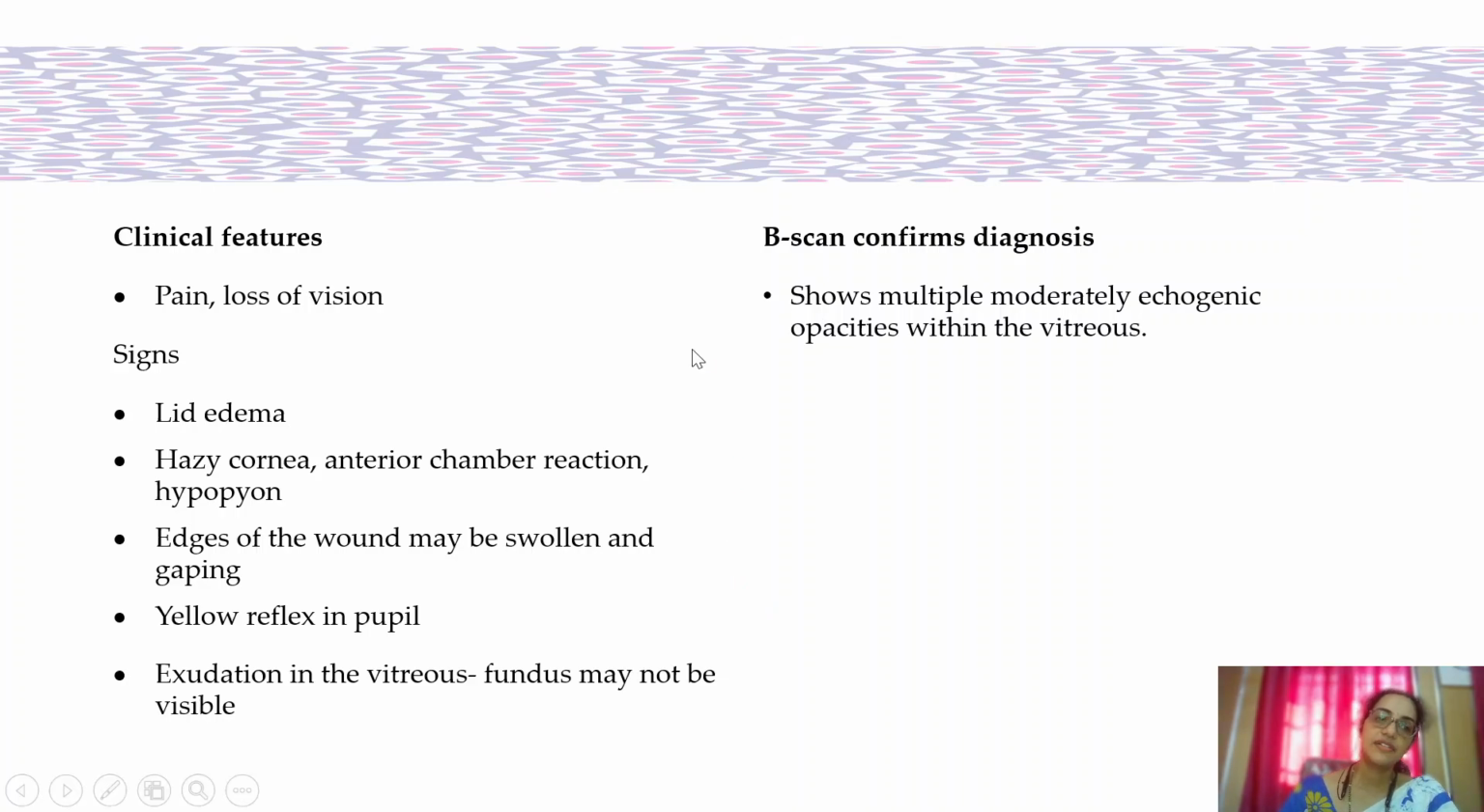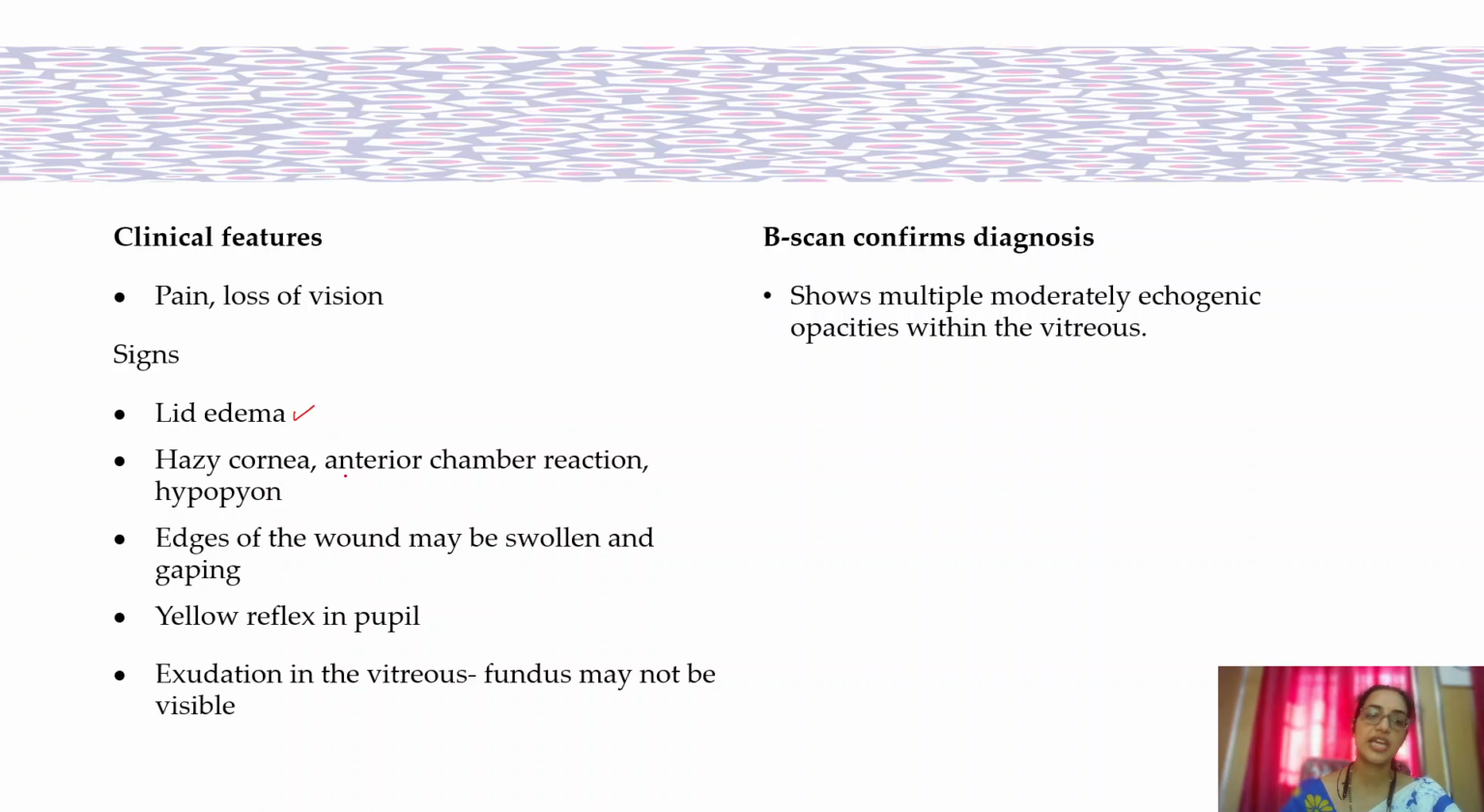So, what are the clinical features of endophthalmitis? There is pain and loss of vision following a certain trauma or a cataract surgery or any intraocular procedure. On examination, lid edema is a very important sign of endophthalmitis. Usually, endophthalmitis can occur within days of surgery. If the organism is very virulent, we will see endophthalmitis within 1 day.